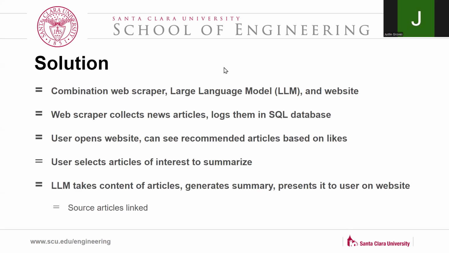To solve these problems, our Daily Digest application utilizes a web scraper to collect articles at the beginning of a day and stores the information to a SQL database. From there, the user will open a website application and select articles of interest to summarize. Then a large language model takes the content of the articles and returns a generated summary.